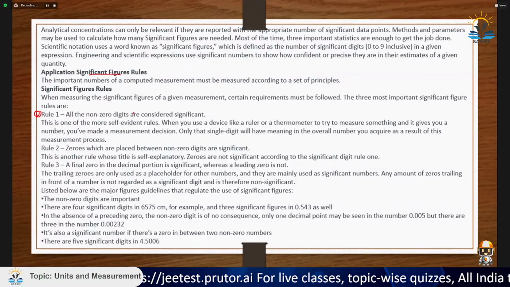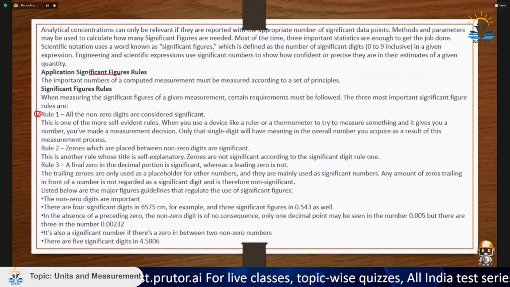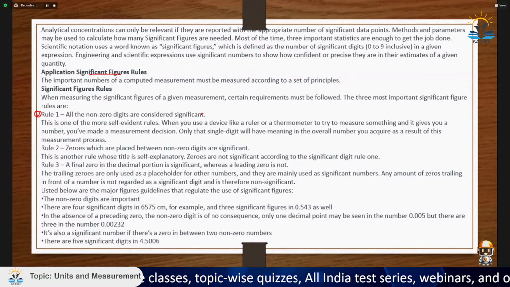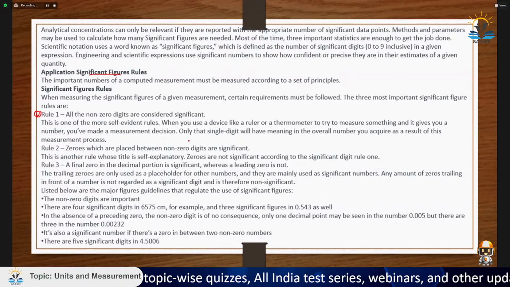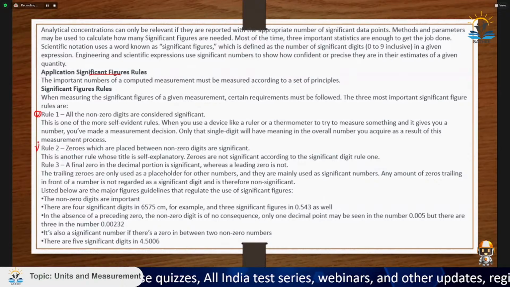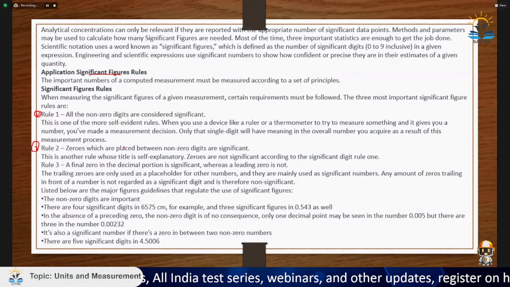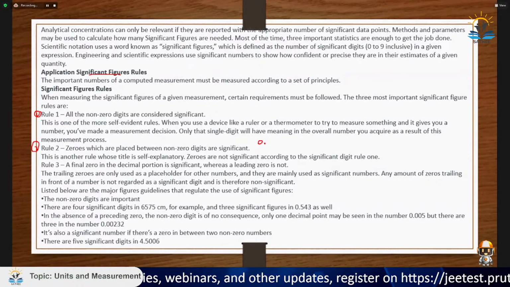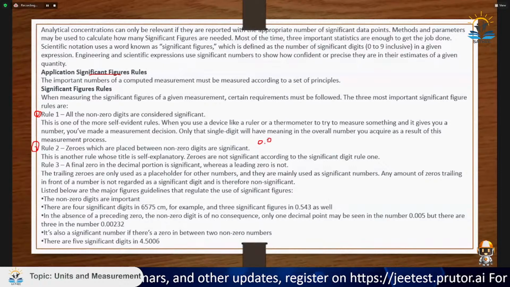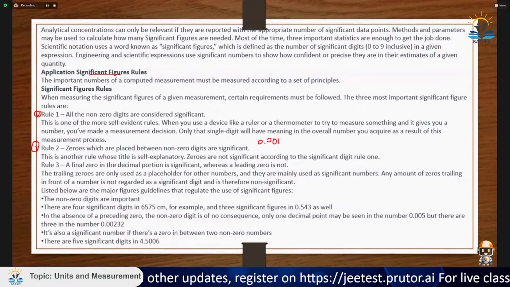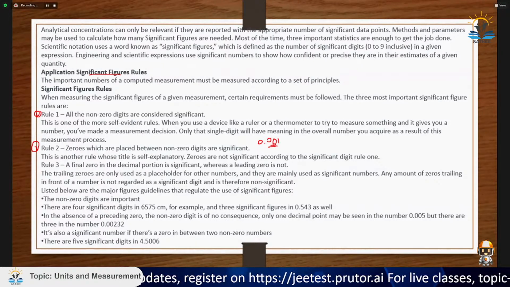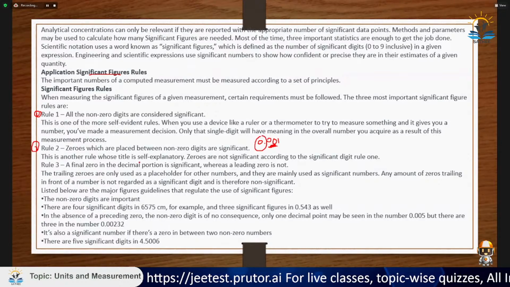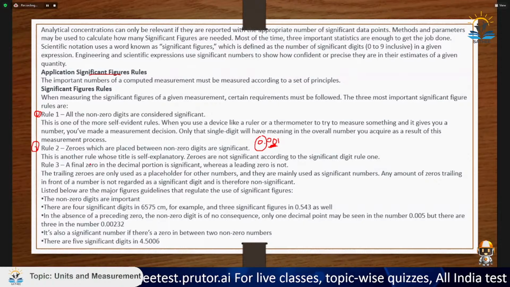First, all the non-zero digits are considered significant. Just regarding zeros, all the non-zero digits, be they positive or negative, are considered significant. Then rule two. Rule two is that zeros which are placed before non-zero digits are significant. Like if it is written 0.001, you will say that both these two zeros are significant. I'm not talking about the zero before the decimal, but these two zeros are significant.